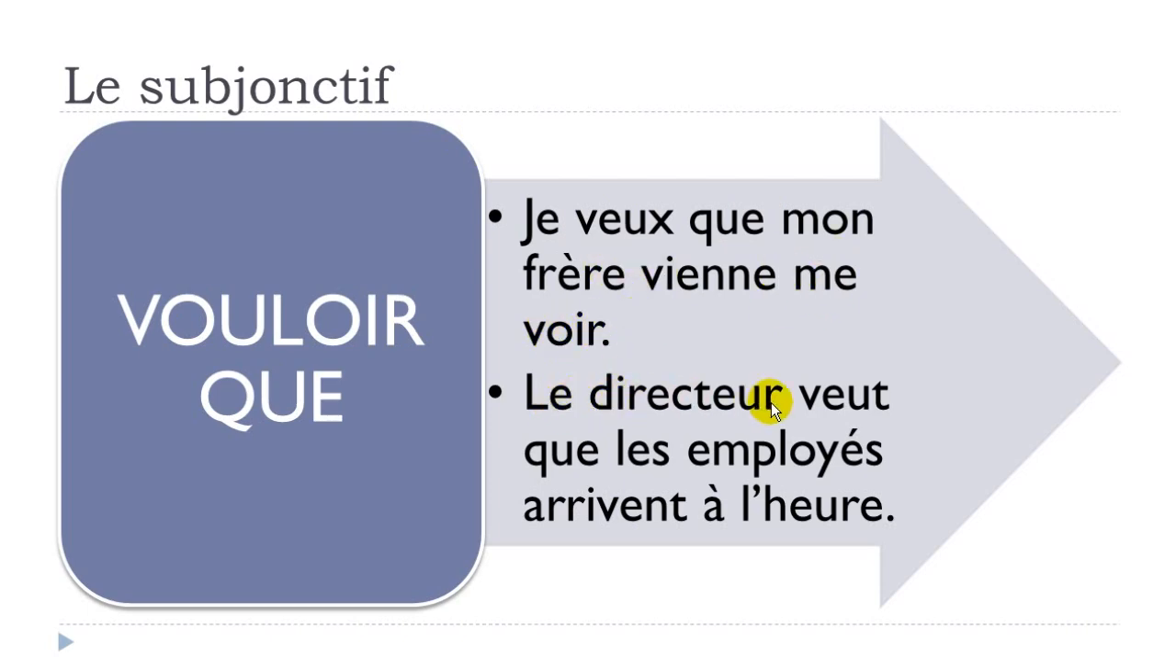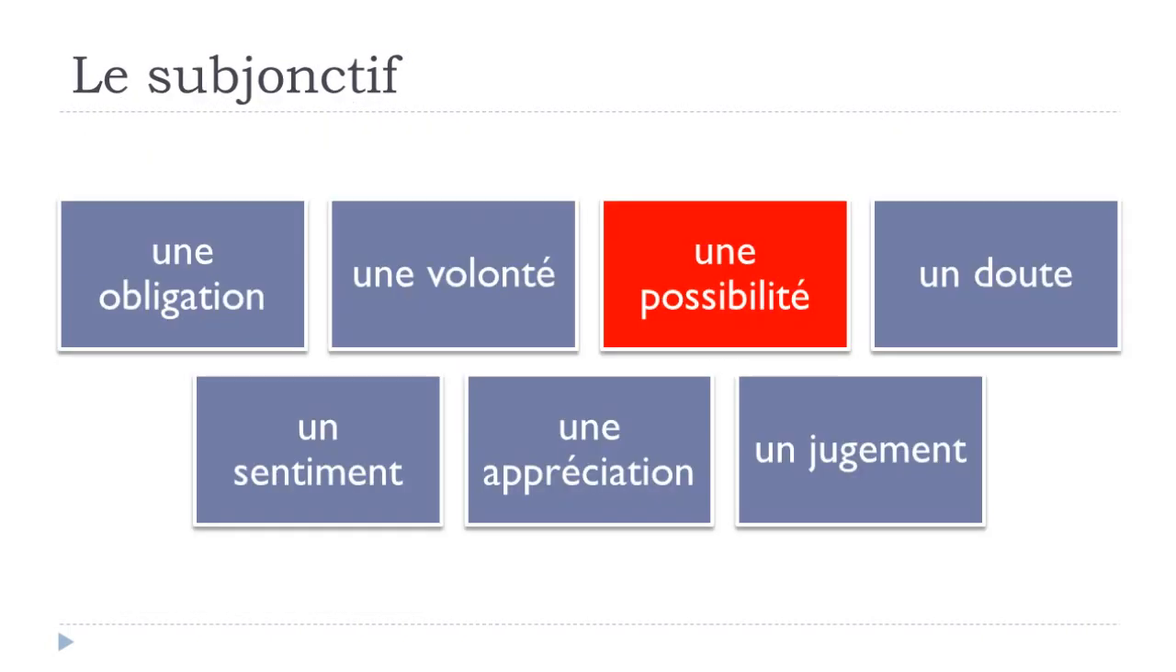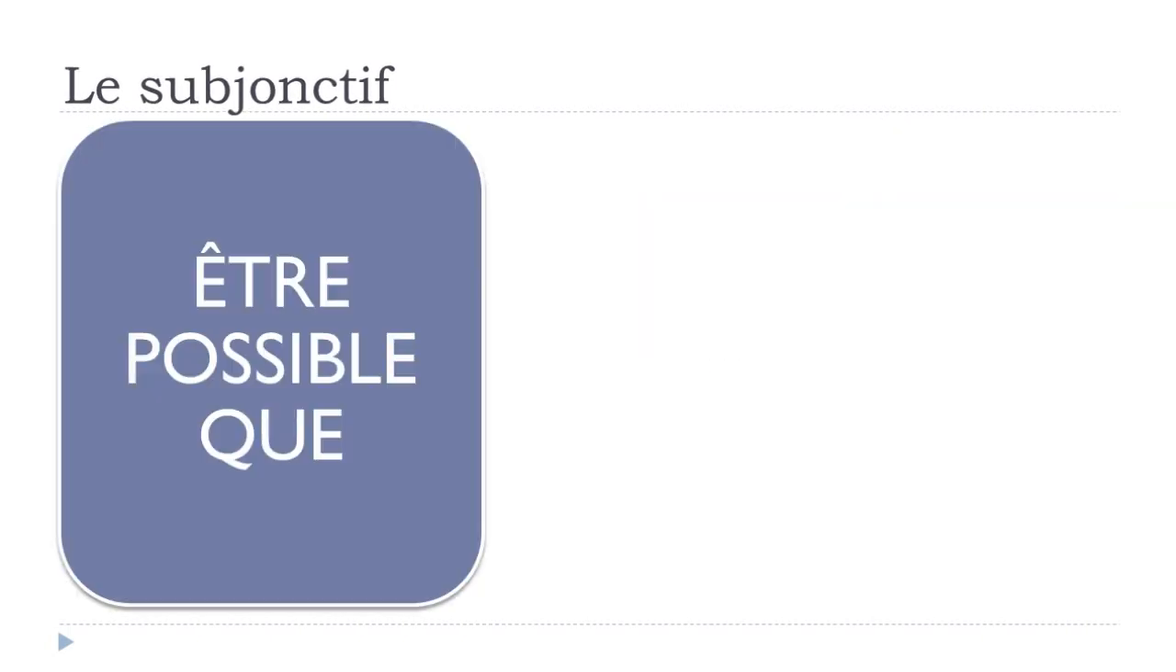And then, le directeur veut que les employés arrivent à l'heure. So, le directeur, the director, veut que les employés, the employees, arrivent, to arrive, à l'heure, on time, okay? And in that case, arriver, to arrive, here, it's the subjunctive form, okay? So, une possibilité, possibility, so let's see what we've got.